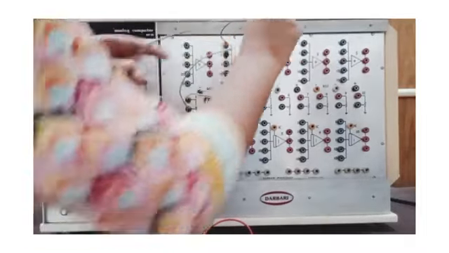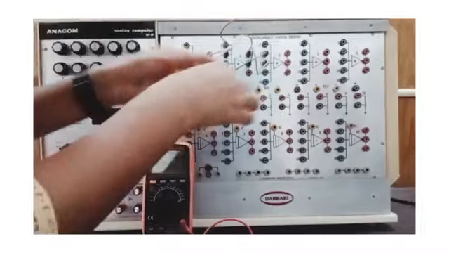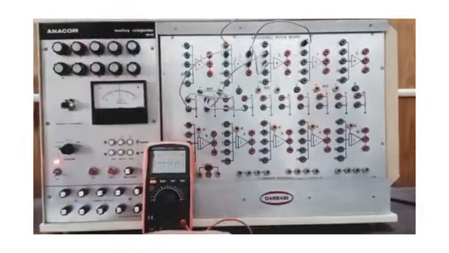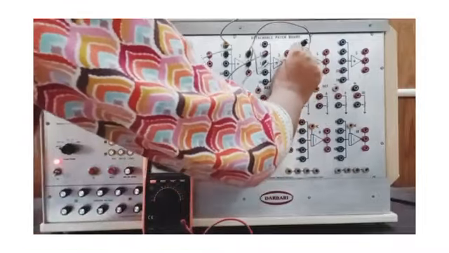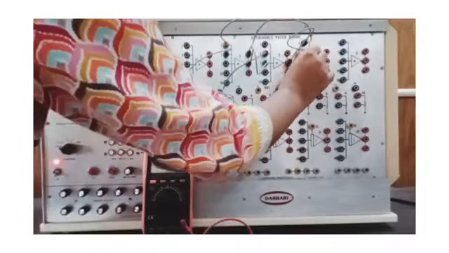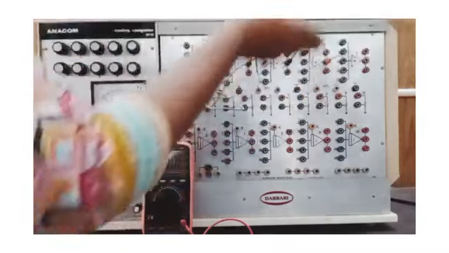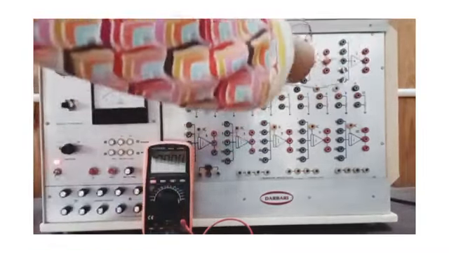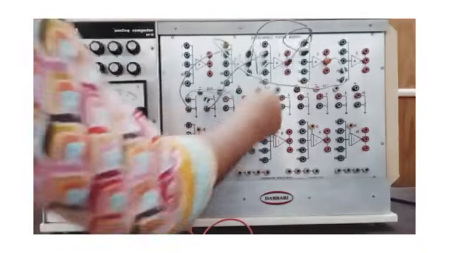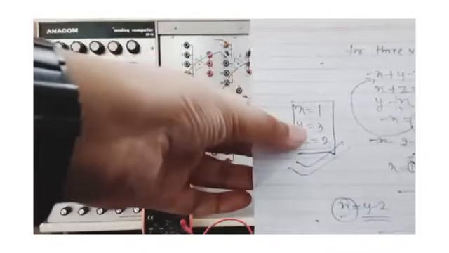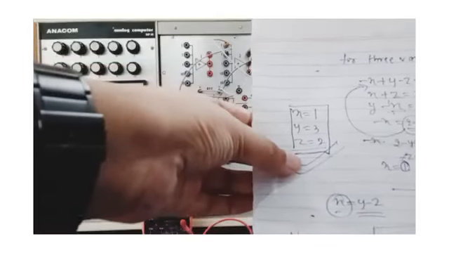Here is minus x, so let's take minus x here, and here is minus z, so let's take minus z here, and now let's complete our circuit. Here is our y, here is our z, and here is our x. Now let's measure the values. What should I get? x equal to 1, y equal to 3, and z equal to 2.